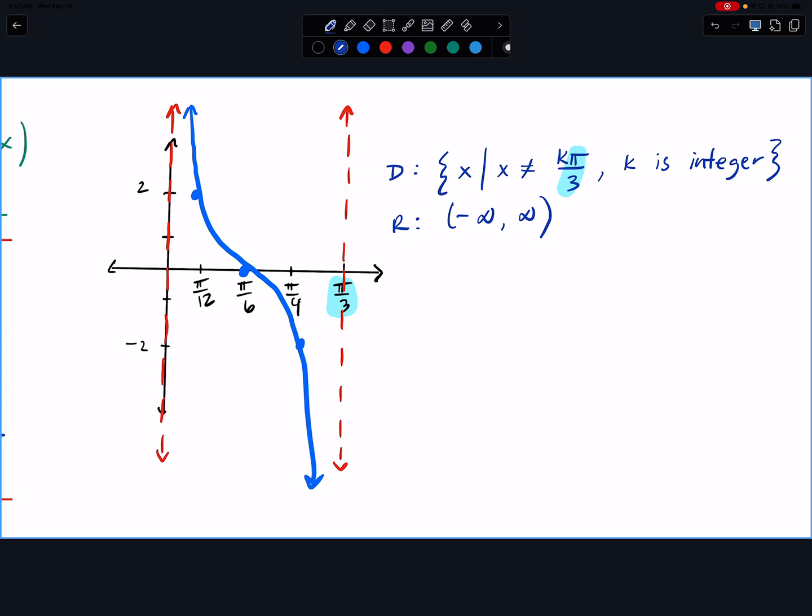Okay, so we've graphed so far sine, cosine, tangent, cotangent. We still have 2 more to graph. Cosecant and secant.